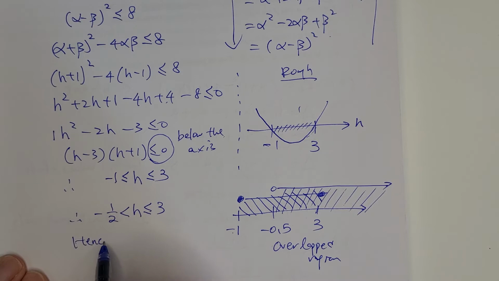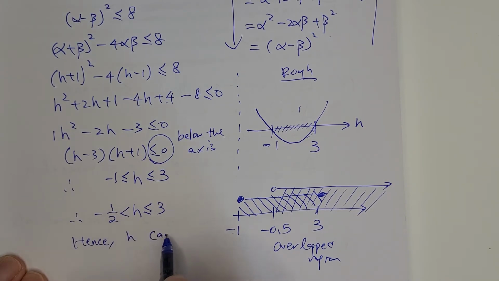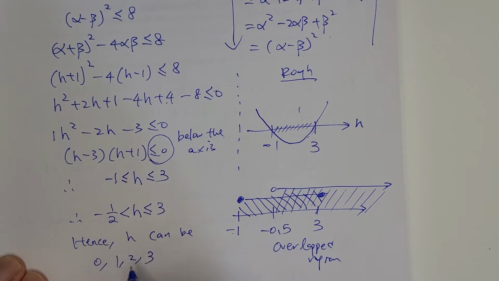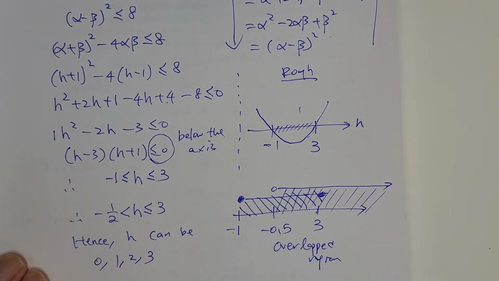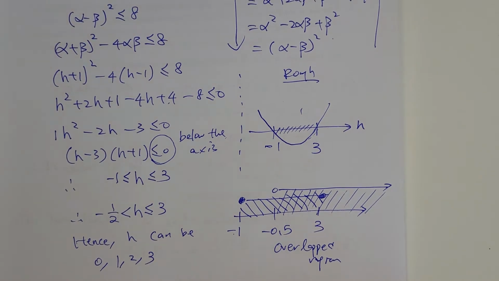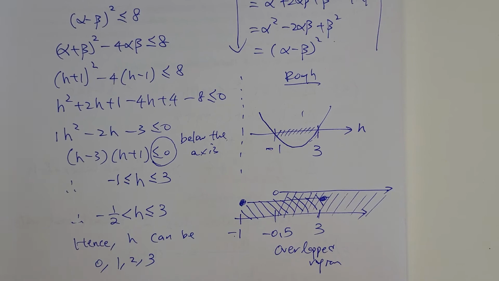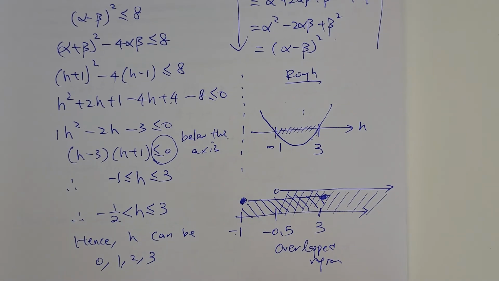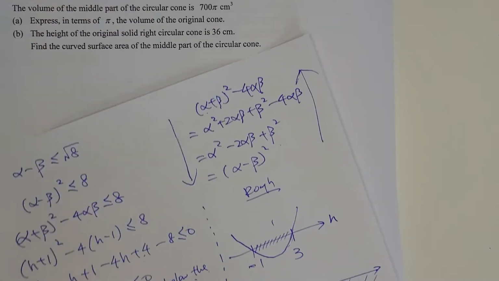Hence h can be 0, 1, 2, and 3, the possible integral solutions. So that's the end of B2 and also the end of question 2. So let's go to question number 3.